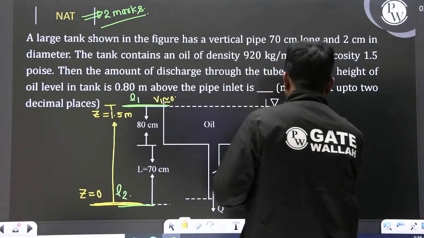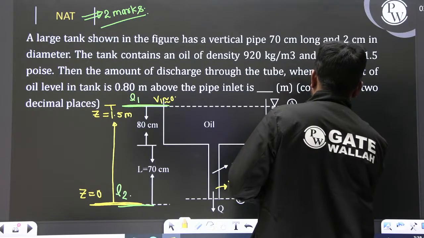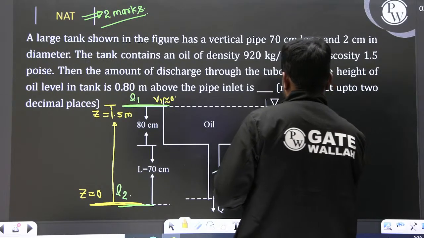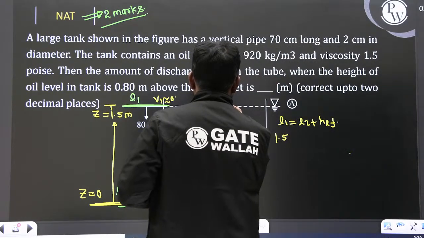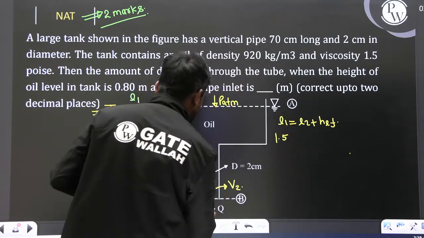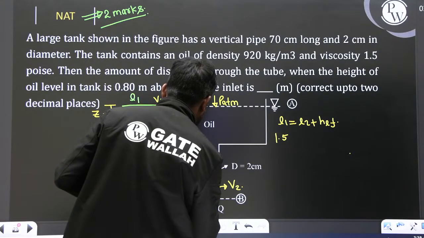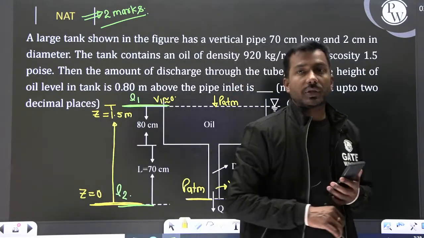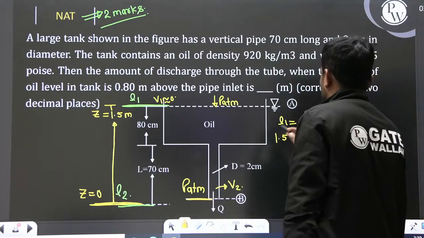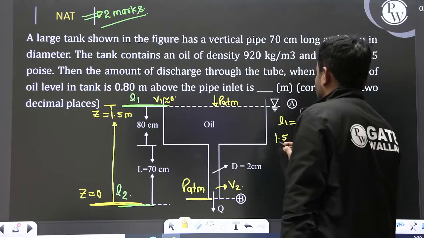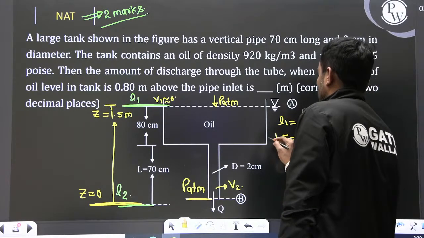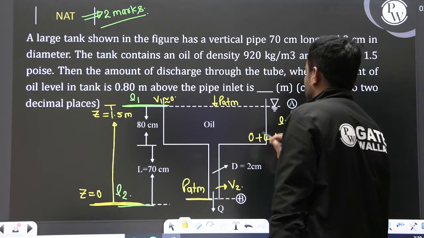So E1 is equal to E2 plus HLF in the pipe. E1 is 1.5 meter, because the pressure is atmospheric. At this point the pressure is atmospheric, the gauge pressure is 0, and at the exit the pressure is also atmospheric. So both P1 by rho g and P2 by rho g become 0, and the velocity is also 0. E1 is only 1.5 meter, our datum head, equal to E2, where the pressure head is 0.